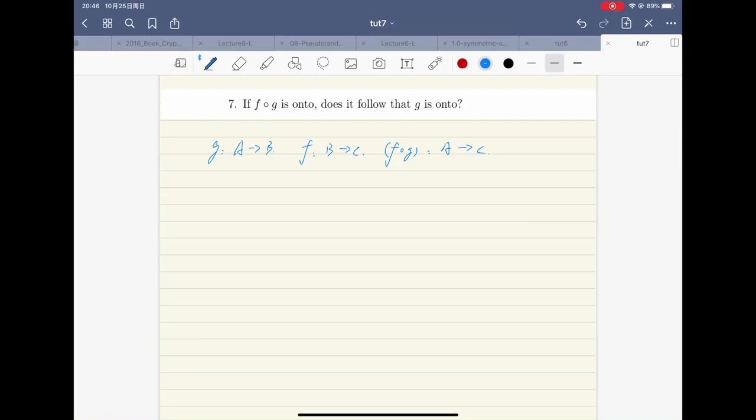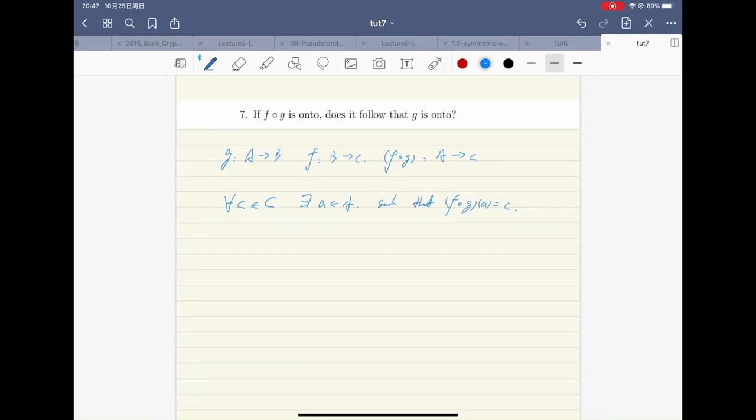Let me write that down. So for all c belonging to the codomain C, there exists a belonging to A such that f composite g(a) equals c. So to make it clear, I will draw a diagram here.